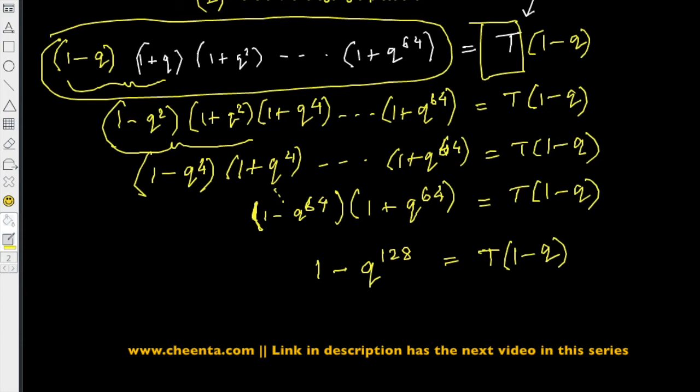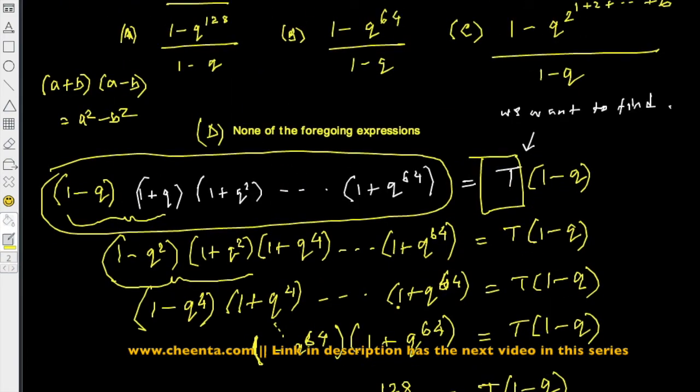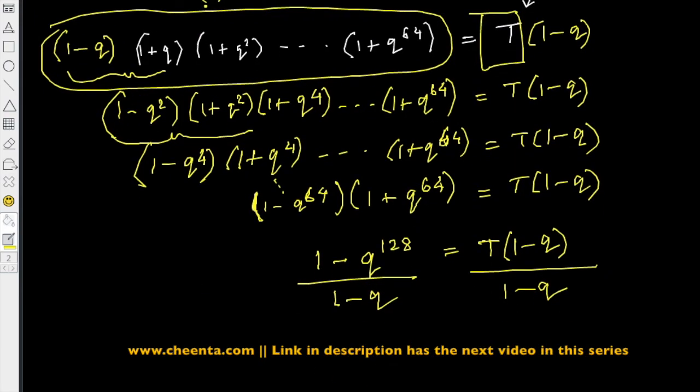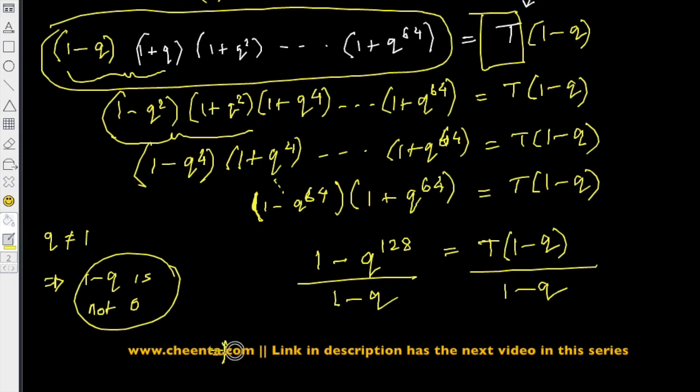So divide by 1 minus q now. See, we can do this division because our problem says that q is not equal to 1. Since q is not equal to 1, 1 minus q is not 0. Q is not equal to 1 implies 1 minus q is not 0. So we can do this division. Division is allowed. And we get the final answer.